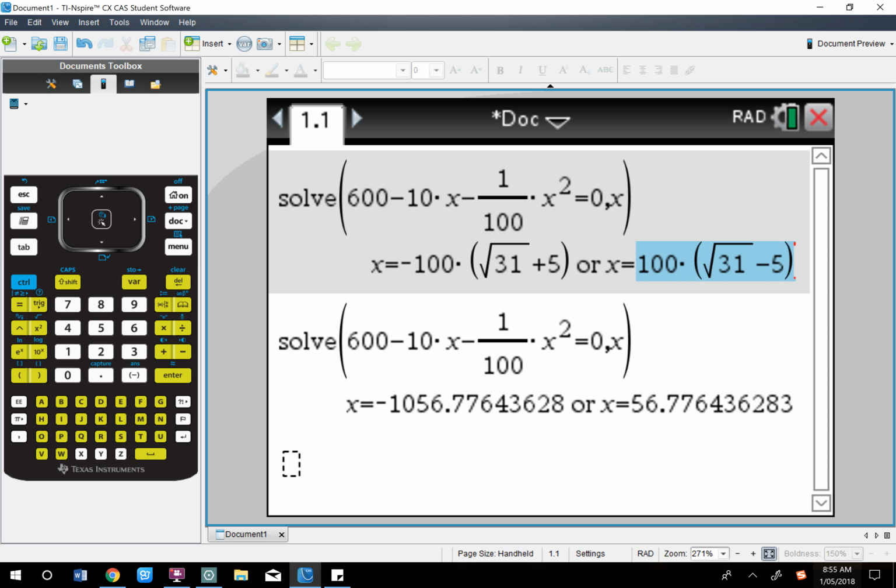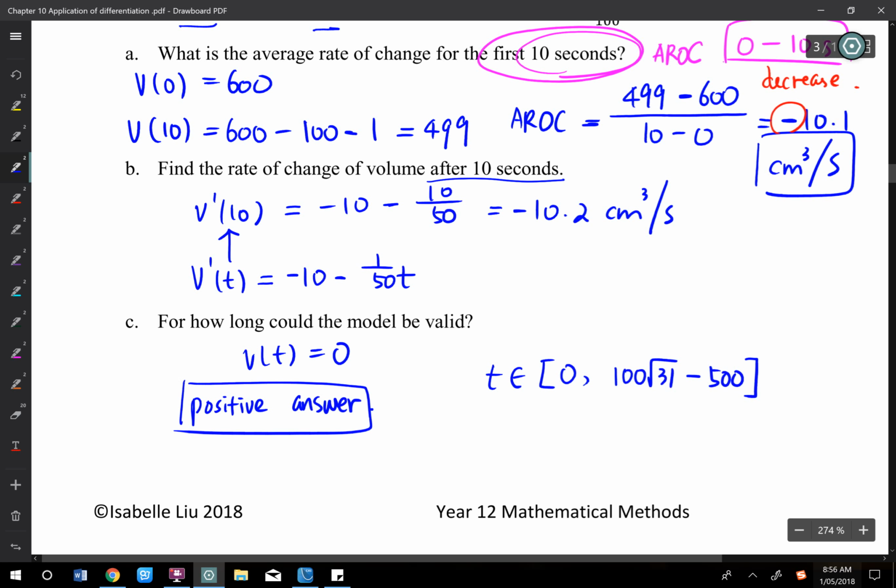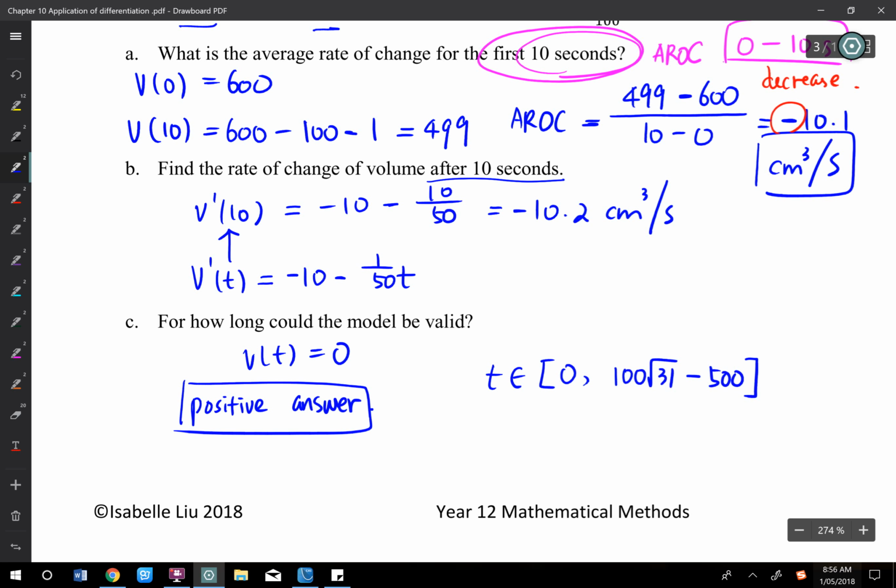100 root 31 minus 500. So your t needs to belong to 0 to 100 root 31 minus 500, inclusive, you can include the volume equals to 0 point. Okay, we select the positive answer, because the negative answer is negative time. We don't want negative time. My time can only start from 0.